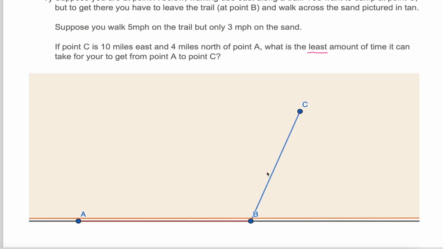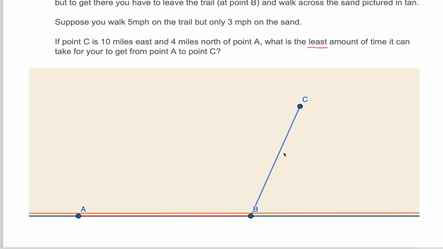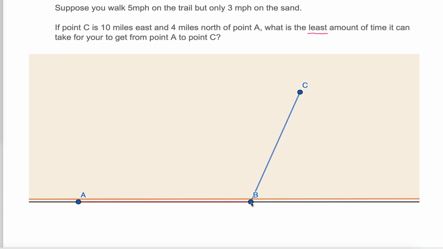What makes this problem hard is we don't know where point B is. We don't know how long we should stay on the trail before heading off onto the sand. So even though point B is pictured right here, we really don't know where point B is. Think in your head, either we can walk on the trail for a little bit and then cut over on the sand for a long time, or we can walk on the trail for a really long time and then cut over on the sand and we're not spending as much time on the sand, or something in between where we walk on the trail for a little while and then cut over, spending the rest of our journey on the sand.